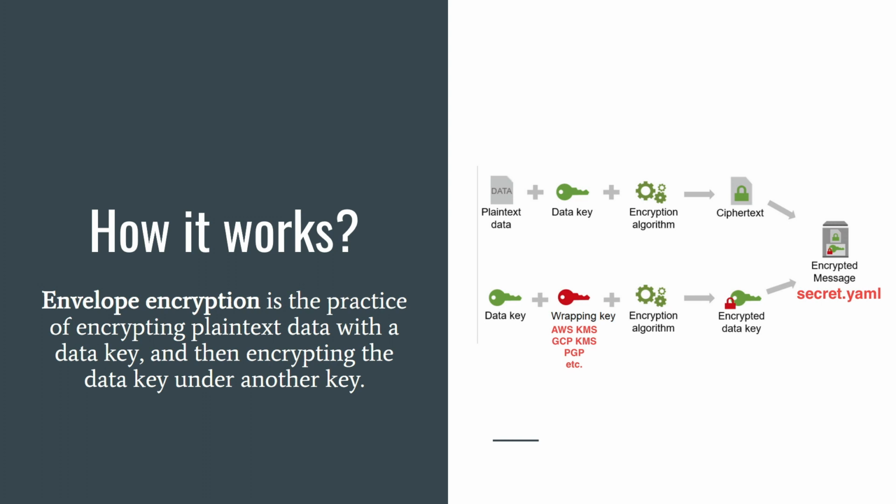Quickly, how it works. When Sops creates a file, it generates a random 256-bit data key and asks each master key to encrypt the data key. These master keys are kept in our lovely cloud providers. We can also use PGP keys. And this way we keep our data encrypted in a file, and we also keep each encrypted data key in this file. It's called envelope encryption.